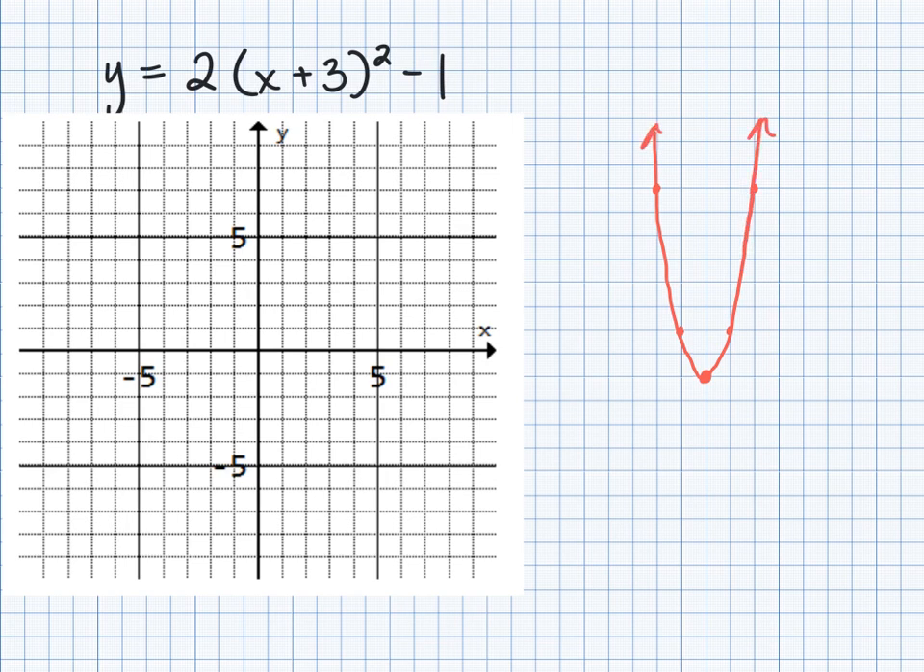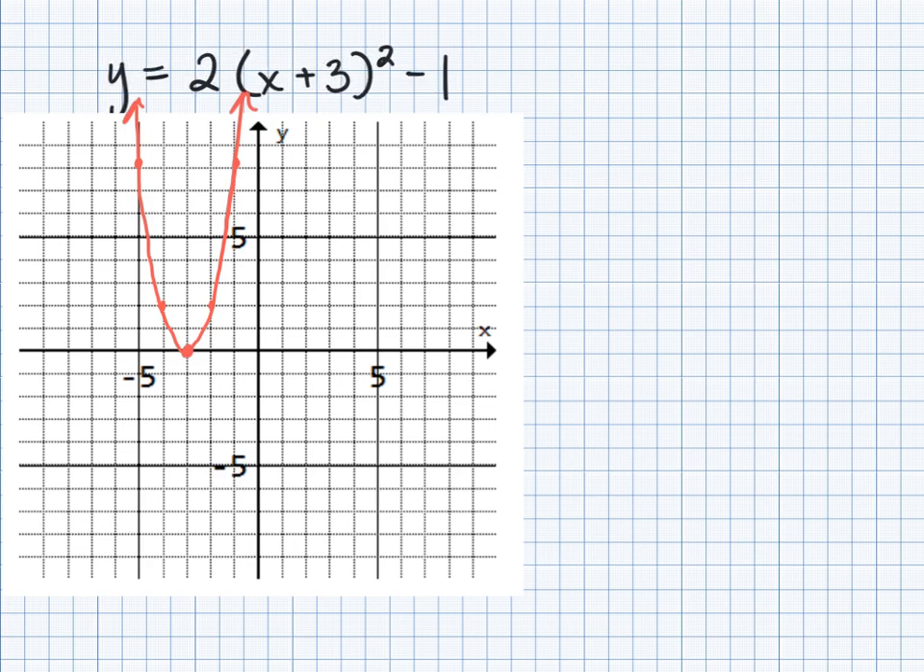So then I take that and I put it at my origin. So that's my parent graph that's been multiplied by 2. And now I'm going to move it according to h, k. So if you deal with the stretch factor first, then you can just move the locator point. So I'm going to take the locator point and go left 3.